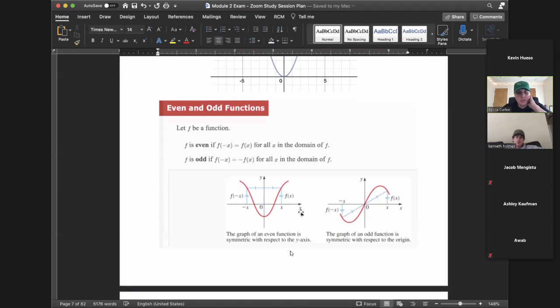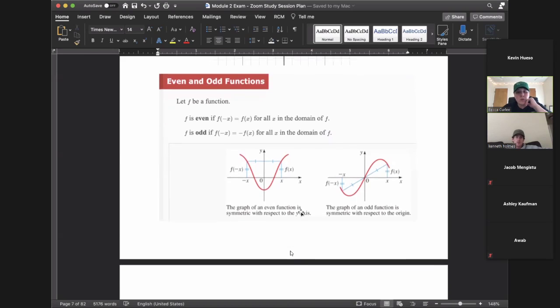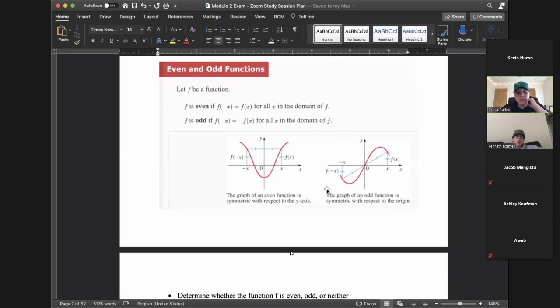Even and odd functions. Let f be a function. f is even if f(-x) = f(x) for all x in the domain of f, and f is odd if f(-x) = -f(x). So this just kind of shows how they look. An even function is symmetric with respect to the y-axis. You can see the y-axis right here, and it's the same on both sides. And then the graph of an odd function is symmetric with respect to the origin.